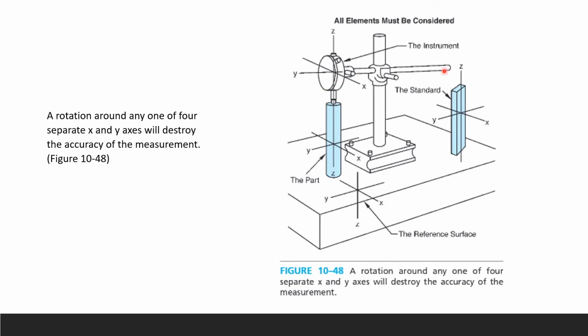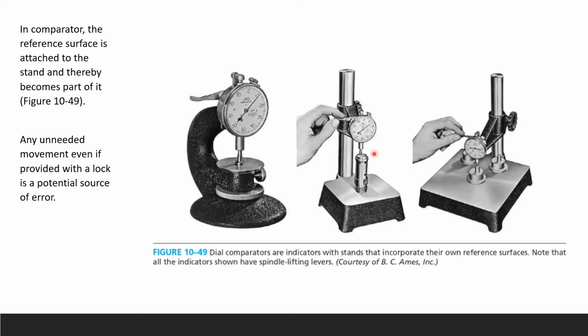Movements and degrees of freedom: all elements must be considered. Here's your reference surface, and this is your part, and that's your standard. In a comparator, the reference surface is attached to the stand, so it becomes part of it. Any unneeded movement, even if provided with a lock, is a potential source of error. Meaning, even if you have a lock here, you will definitely get error, because it will give you unneeded movement.